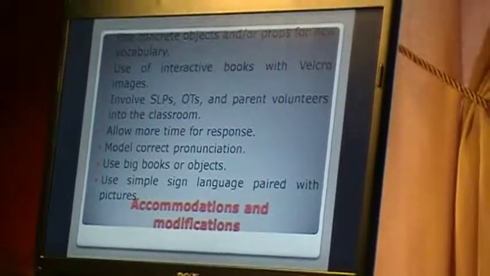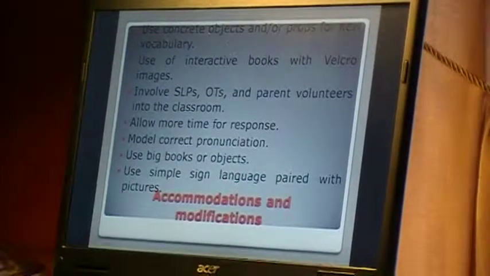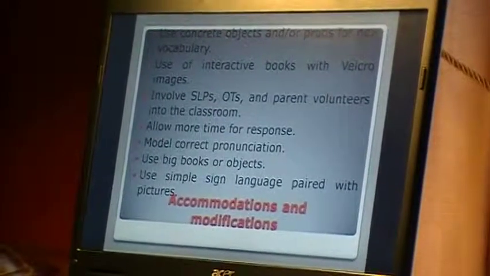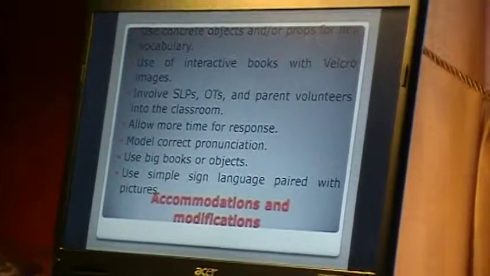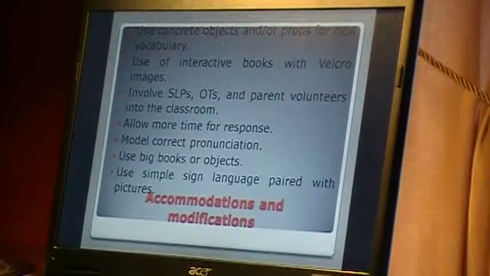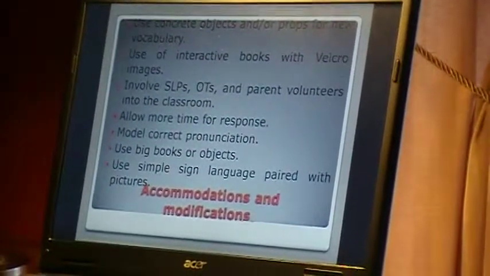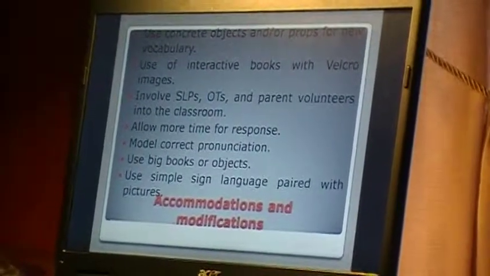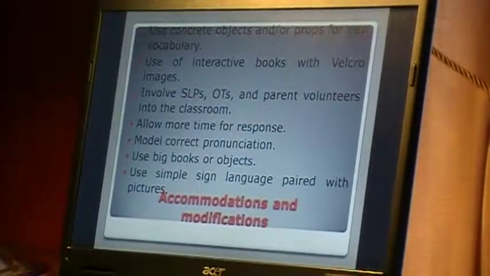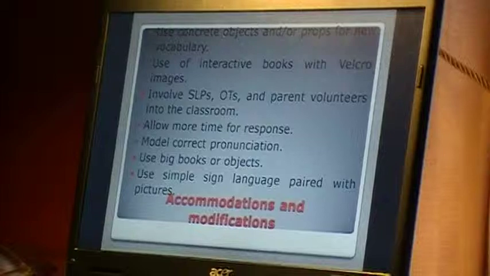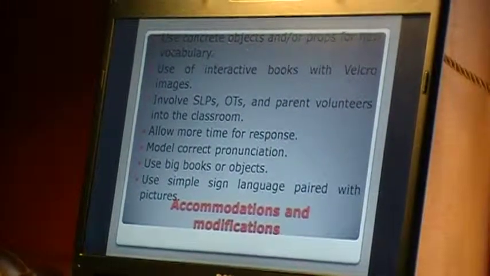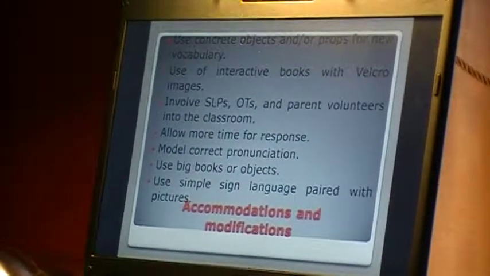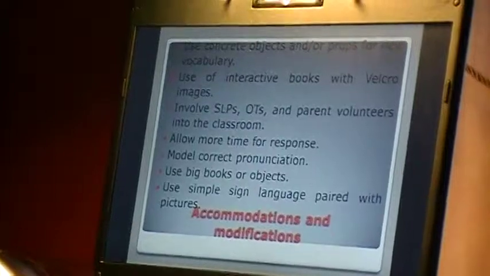Children with disabilities can be accommodated during dialogic reading depending on their disability. For example, children with visual impairments would benefit from the use of big books and objects that represent the vocabulary being taught. Children with hearing impairments will benefit from the use of simple sign language paired with pictures in the book. Children with cognitive delays will benefit from more time to respond, short simple teacher prompts, and focusing strategies such as turning the pages in the book.